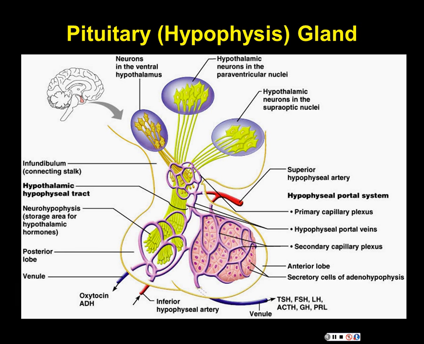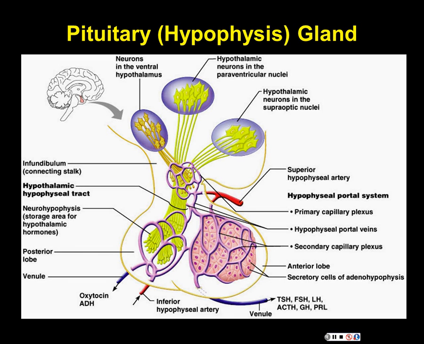What is down here at our axon terminals? What is stored down there that could be released? What is stored in the end of a nerve? Neurotransmitter. Okay, regulated by calcium. So we have neurotransmitters stored down here in the posterior region of the pituitary. And you'll notice there are cell bodies that control it.